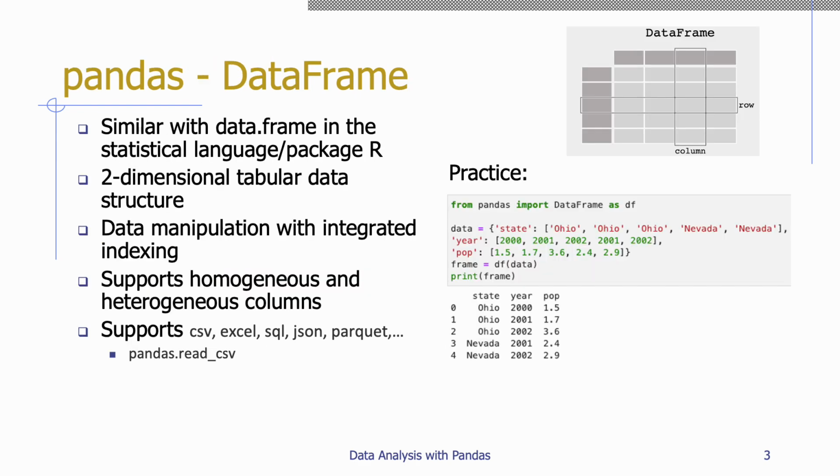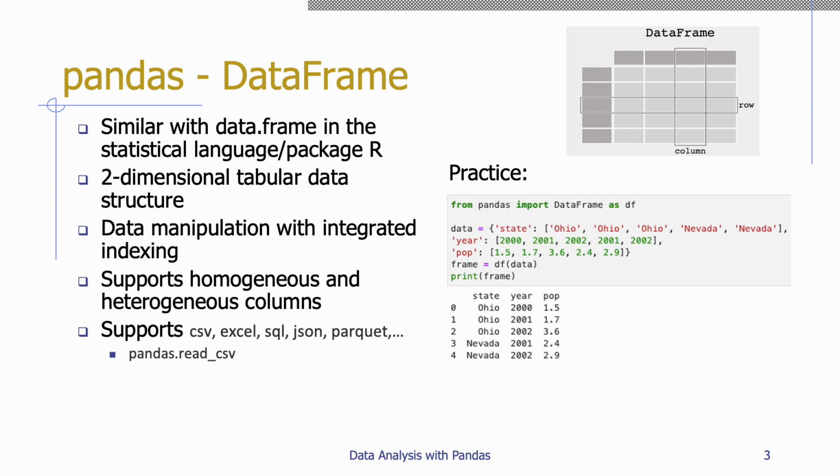Let's have a look at the data frame object type within pandas. When working with tabular data, such as data stored in spreadsheets or databases, pandas is exactly the right tool for you. Pandas will help you to explore, clean, and process your data. In Pandas, a data table is called a data frame. It's similar to the data.frame in the statistical language R. It provides data manipulation with integrated indexing, and it supports homogeneous and heterogeneous columns.